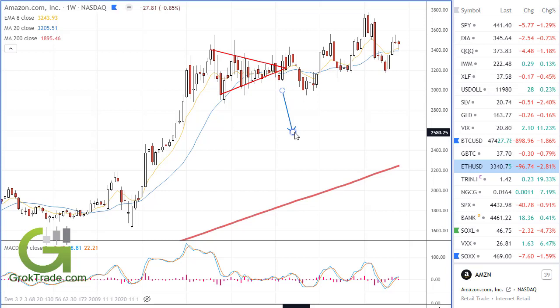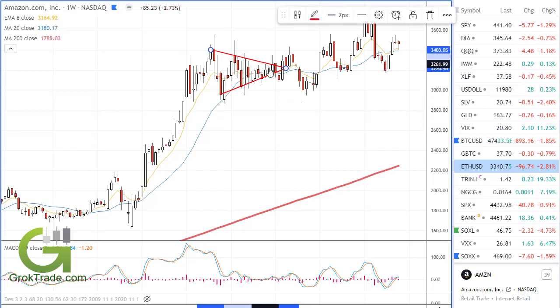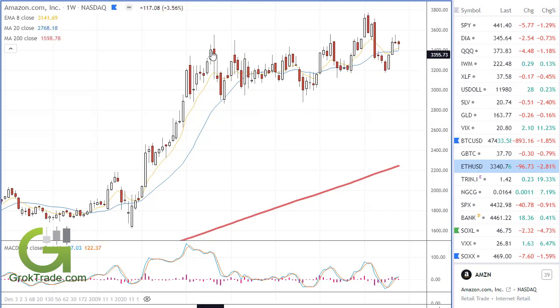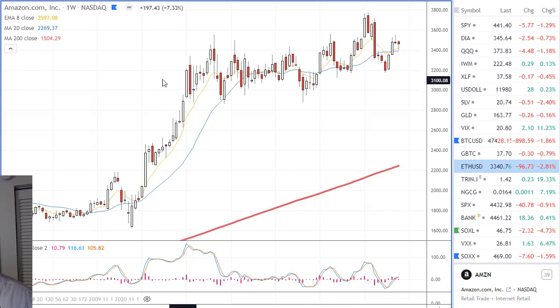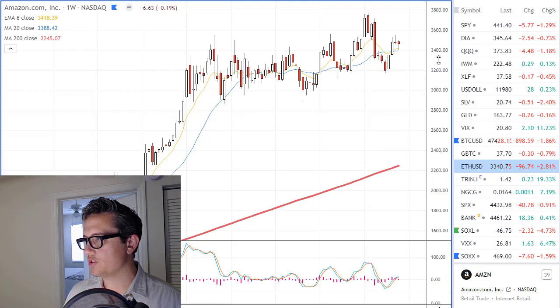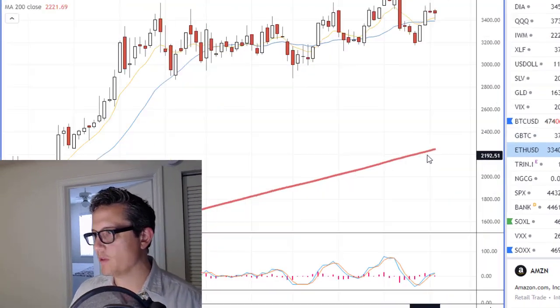So this one went choppy. I like to clean these things up, but this triangle popped up and then dropped, but it was short-lived. Amazon kept churning higher, but if it were to get under this trend line, I would not want to be holding that. All right, so that's it.